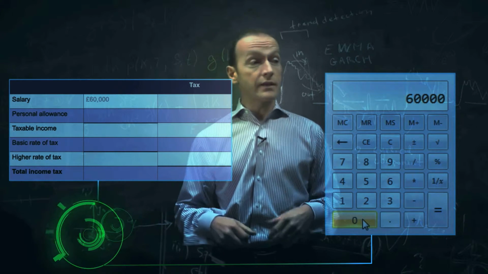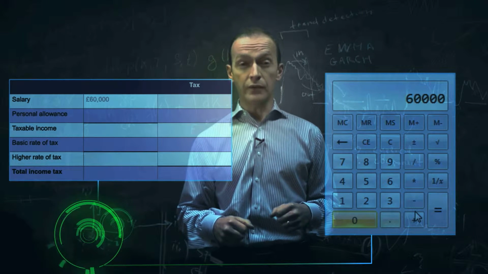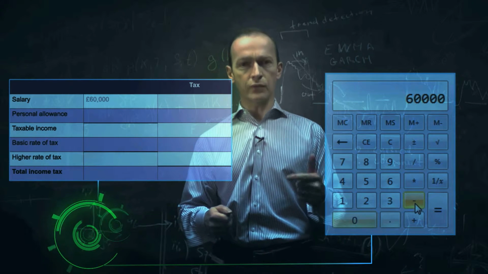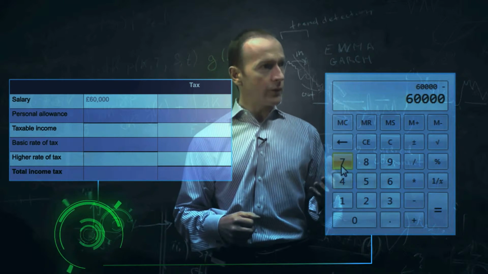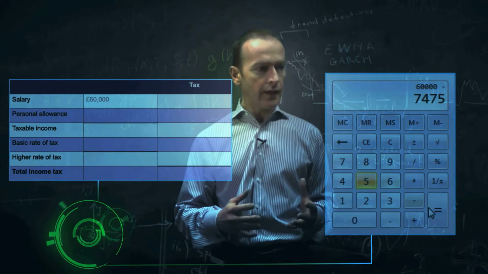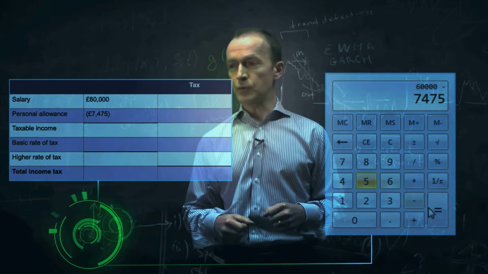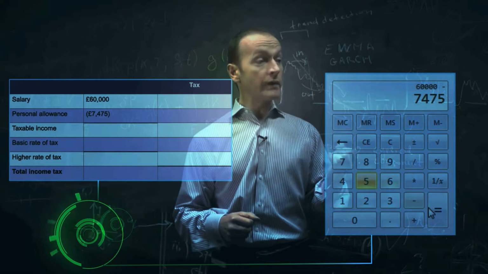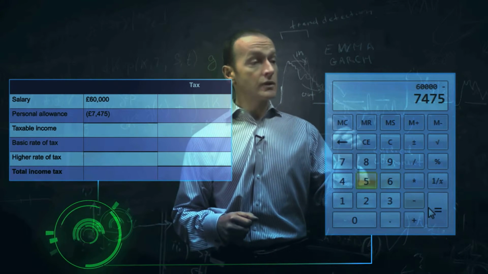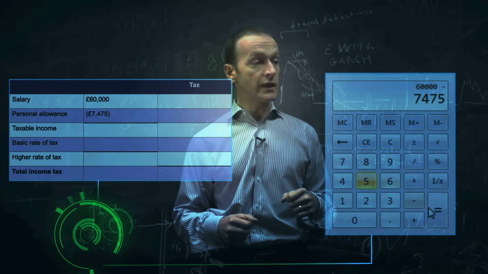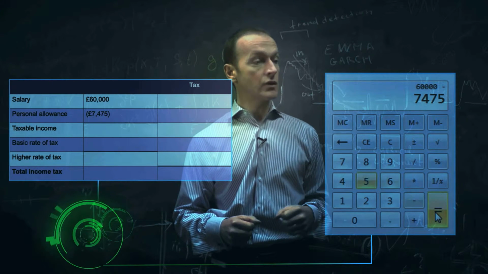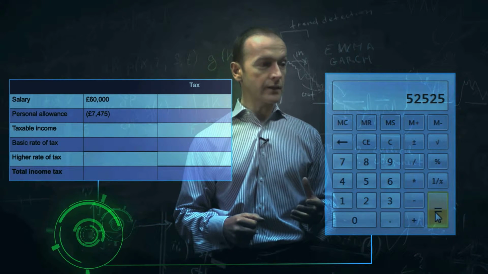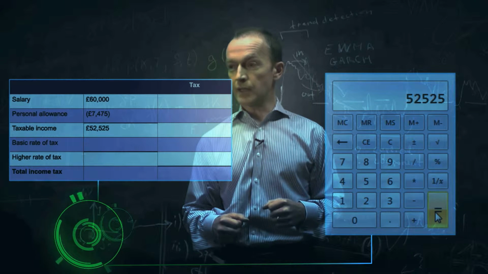We would then type in the personal allowance. Now the personal allowance you will need to remember, and so £7,475 we type into the calculator and then we insert it into the table. Once we've done that, we then type into the calculator what we've got left. 60,000 minus 7,475 gives us £52,525. That is then inserted into our little table.